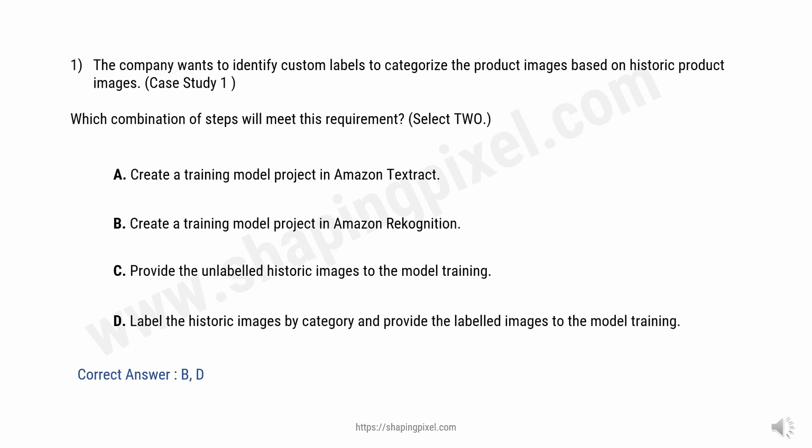And the correct answers are Option B. Create a training model project in Amazon Rekognition, and Option D. Label the historic images by category and provide the labeled images to the model training.